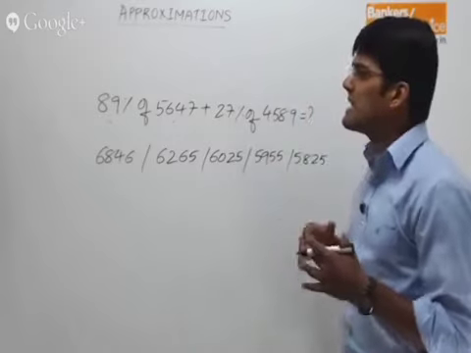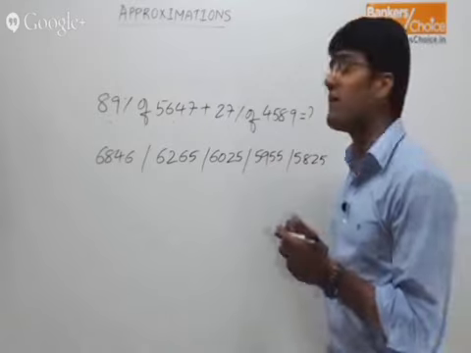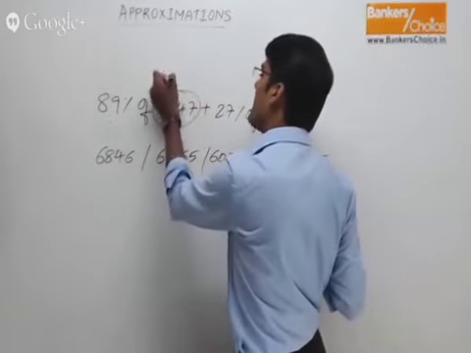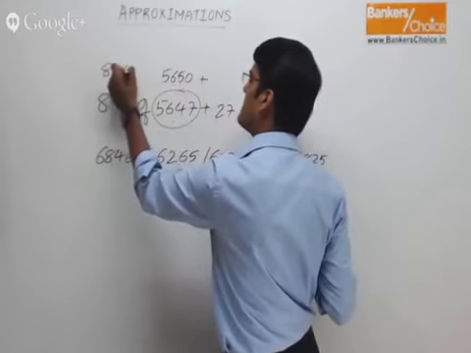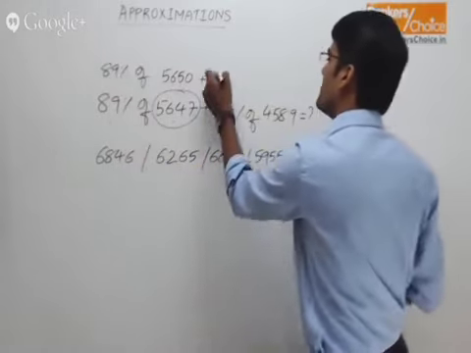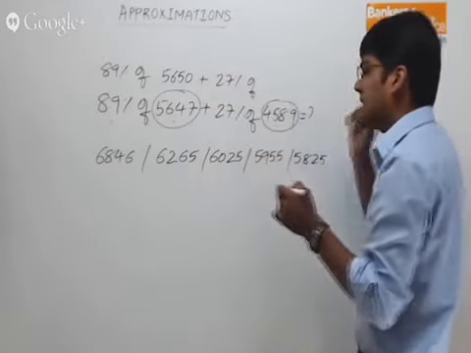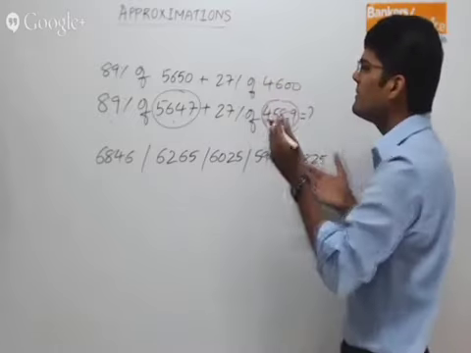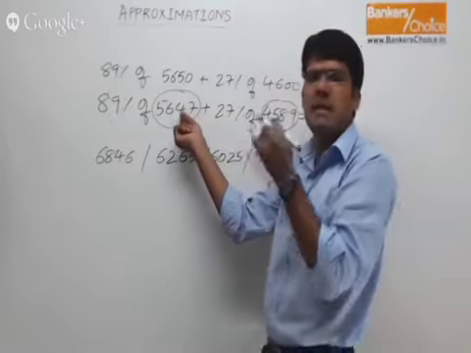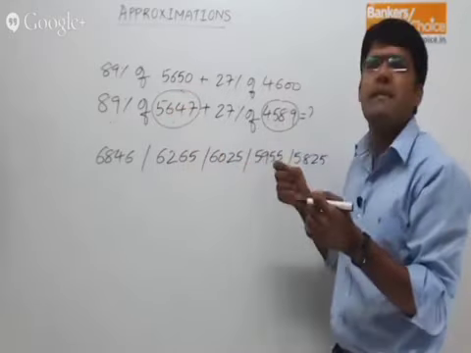So 5647, is it close to 5650? Very close to 5650. So we are taking it as 5650, so it is 89% of 5650 plus 27% of, what about this one, 4589, close to 4600, 4600. And remember, we have increased both. This has been increased minimum just by 3, right? The difference is 3. This has been increased by 11, right?